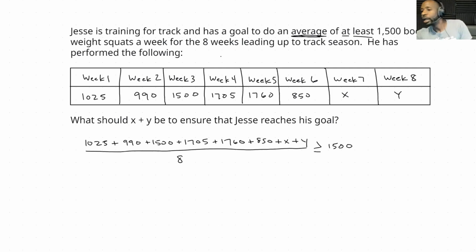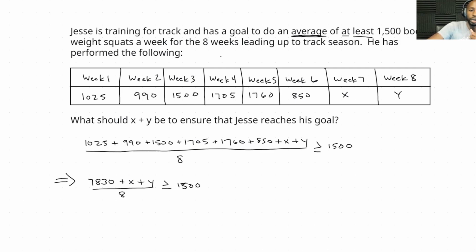Let me get my TI-83 calculator. All right, let's total some things up here. You got 1,025 plus 990, 1,500, 1,705, 1,760 plus 850. So you got 7830 plus X plus Y, divided by 8, is going to be greater than or equal to 1,500.